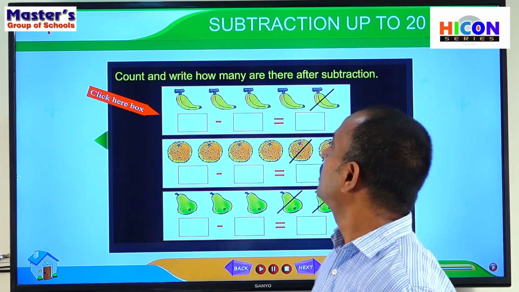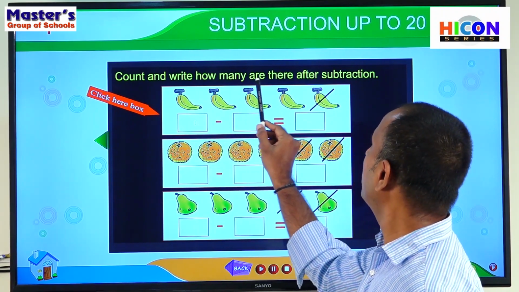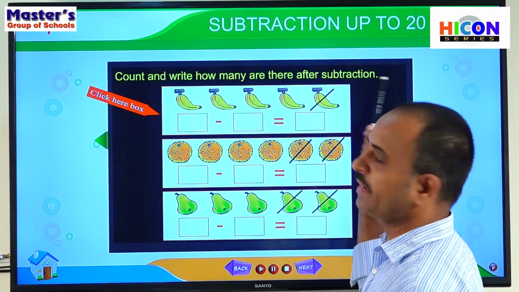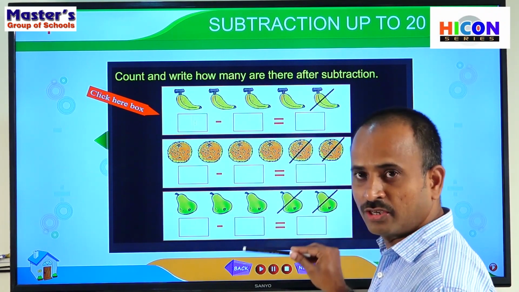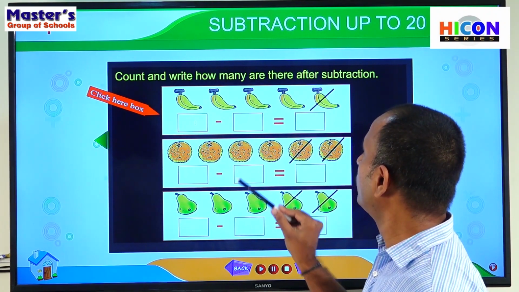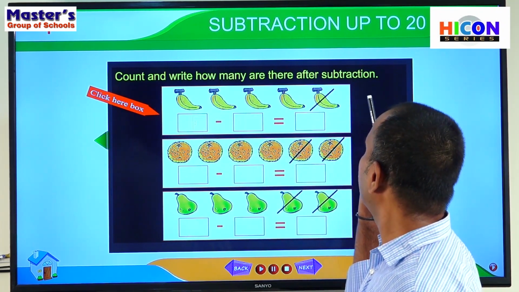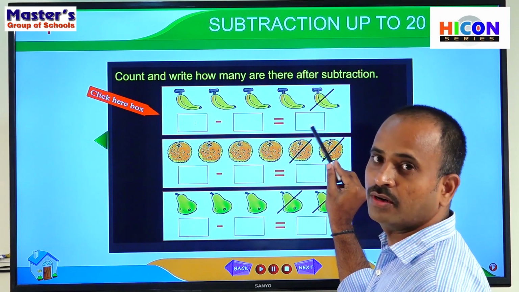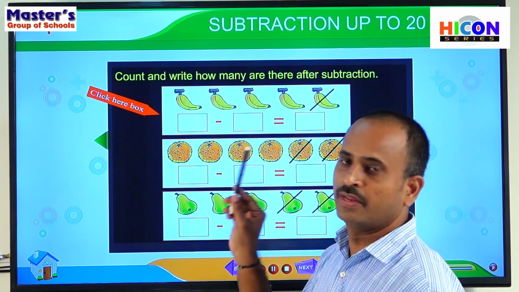So let us see the picture here. Count and write how many are there after subtraction. So children, there are 3 examples given. Now we have to count the items given in each problem and write in the box after subtraction. So see the first example here.